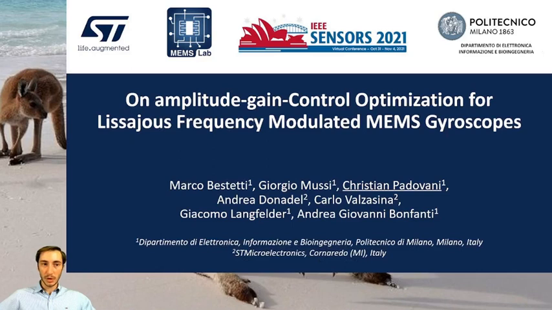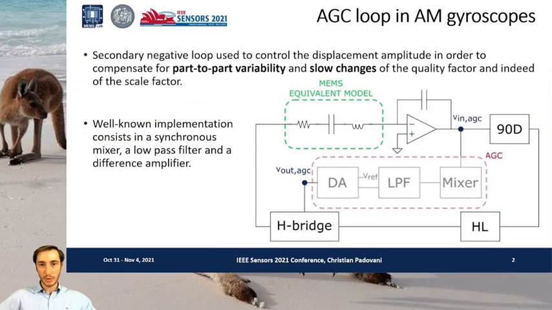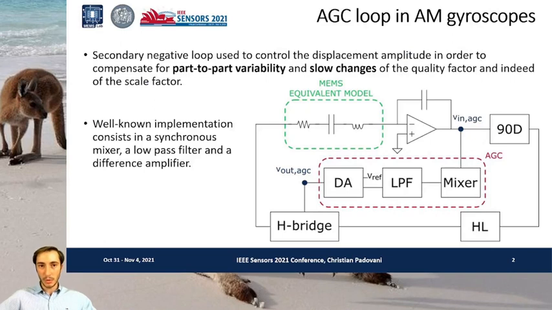The paper's title is Amplitude-Gain-Control Optimization for Lissajous frequency-modulated MEMS gyroscope. The amplitude-gain-control loop is often used in amplitude-modulated MEMS gyroscopes to control the displacement amplitude of the mass in the right direction, compensating both part-to-part variabilities and slow changes of the quality factor.